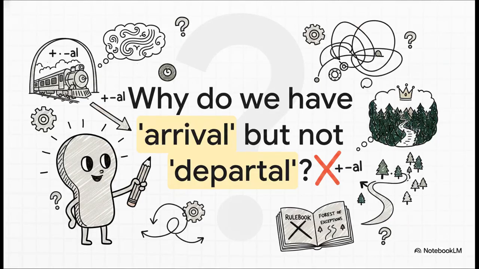And that unpredictability, that's where things get really fun. I mean, the content creator is a genius, but it's also so quirky. We can take the verb arrive and add al to make the noun arrival. It makes perfect sense. But why can't we do the same with depart? Departal isn't a word. We have to say departure. Why? Well, because the content creator works from like a forest of exceptions, not some simple rulebook.